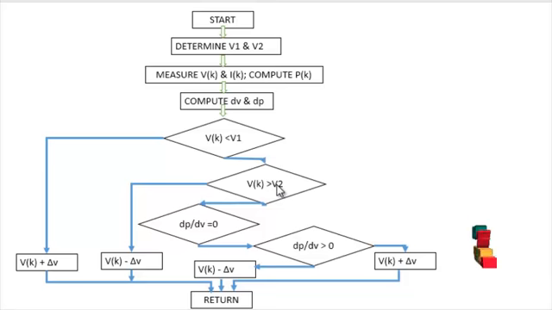That condition is dP/dV equal to 0. If that condition is not satisfied, then check whether dP/dV is greater than 0. If that condition is satisfied, then V(k) is increased by the incremental voltage. If that condition is not satisfied, then V(k) is decreased by the incremental voltage. Then the overall process will be stopped.